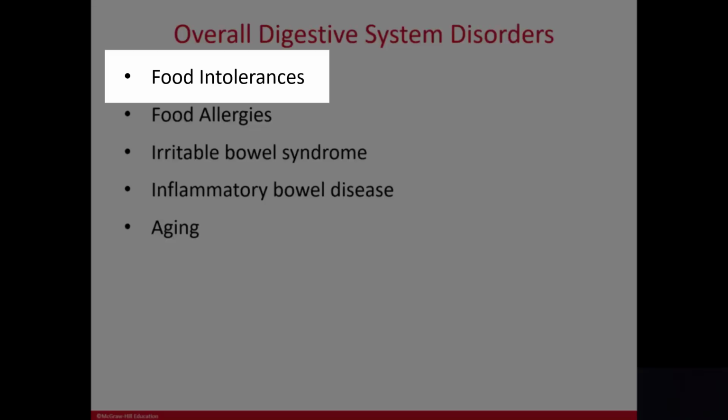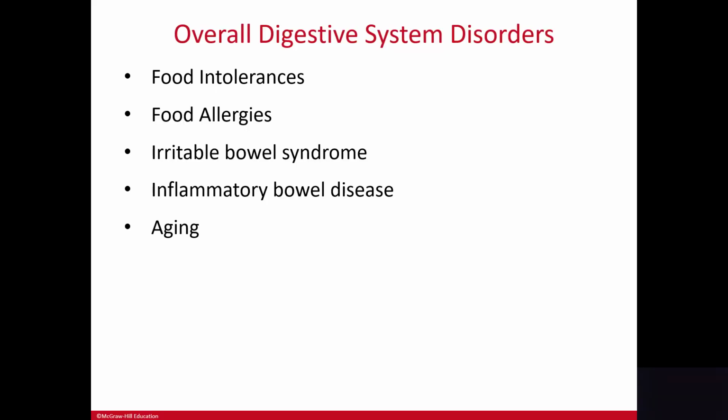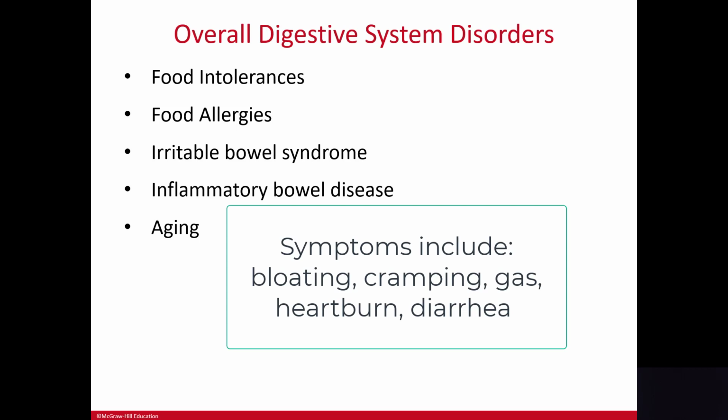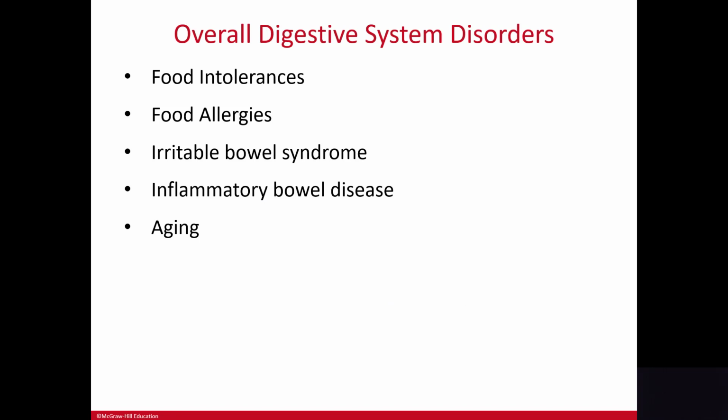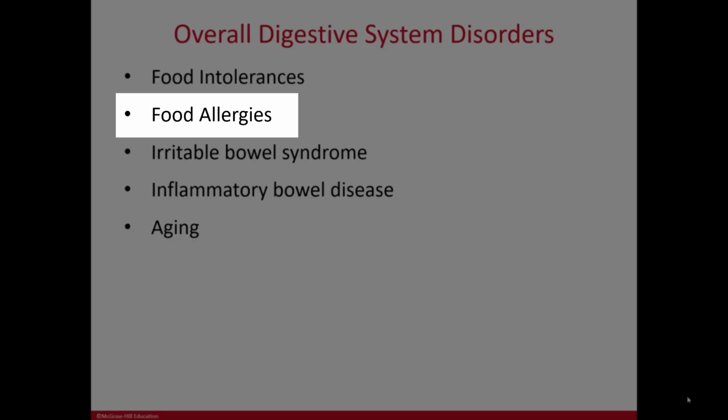So the first one is food intolerances. And food intolerances cause overall symptoms. They cause symptoms like bloating, cramps, gas, heartburn, diarrhea, and some more non-specific symptoms like irritability or headaches. And food intolerance arises from the inability to digest certain foods. So things like lactose intolerance or gluten intolerance, those are examples of food intolerances.